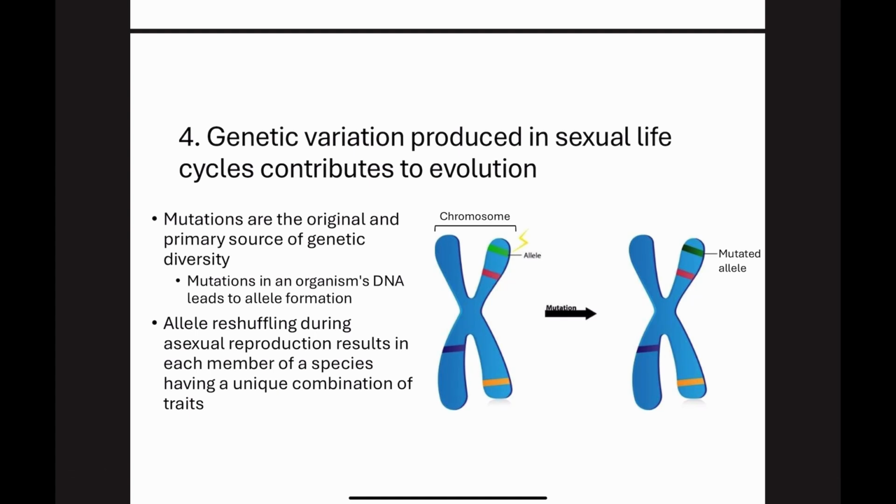So mutations are the original and primary source of genetic diversity. These changes in an organism's DNA create the different versions of genes, and we call those alleles. Once different versions of genes arise through mutation, we have something called allele reshuffling during sexual reproduction that is going to result in members of species having a unique combination of traits.